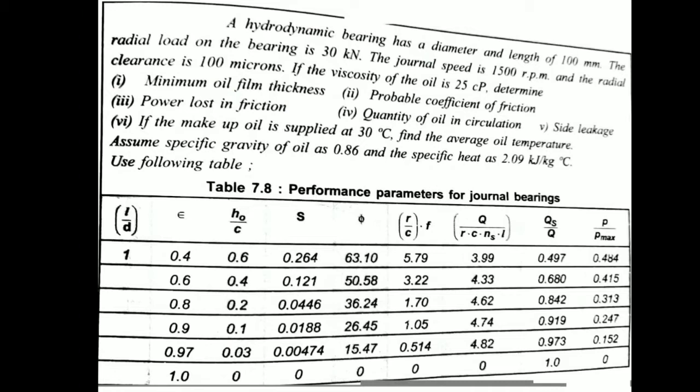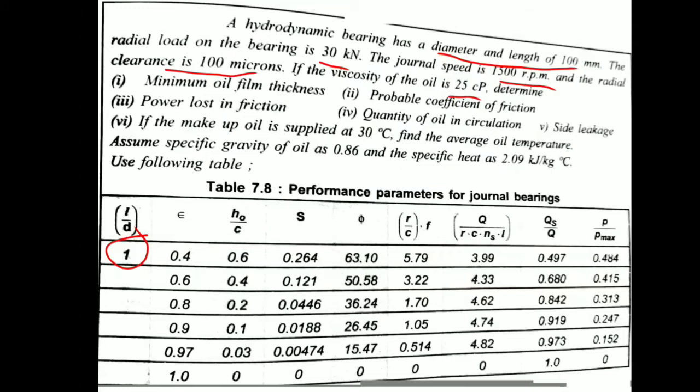Clear? So I'll start. I'll read the problem. A hydrodynamic bearing has a diameter and length 100, which indicates an L by D ratio of 1. Clear? And they have mentioned the chart. The radial load on the bearing is 30 kilonewton, that is W. The journal speed is 1500 rpm. We'll have to convert it into rps, that is, divide by 60. The radial clearance C is 100 microns. I need to convert it into mm, so we multiply by 10 raised to minus 3. The viscosity of oil is 25 centipoise, correct? It means 25 into 10 raised to minus 9 Newton second per mm square.